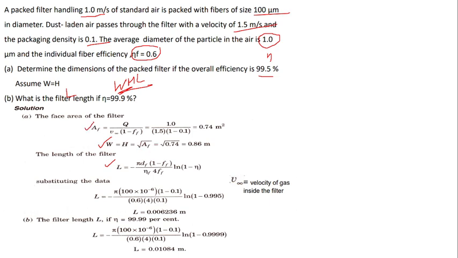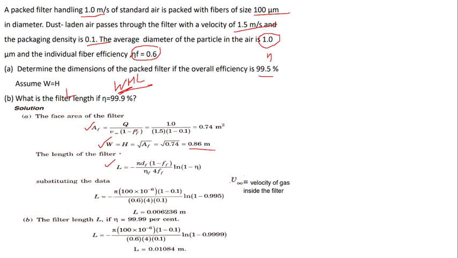The formula to calculate AF, the face area, is Q divided by V into (1 minus rho f). The flow rate Q is given as 1 meter per second, so 1 is substituted here, and the velocity V is 1.5 meter per second, into 1 minus rho f, where the packing density rho f is given as 0.1. Substituting all the values, AF is equal to 0.74 meter square. So H is equal to AF to the power half, the square root of 0.74, which is 0.86 meter.